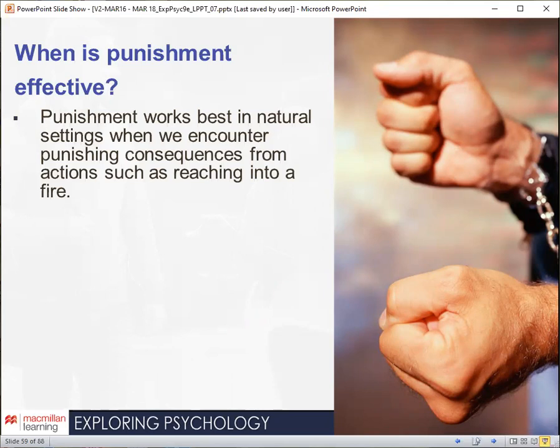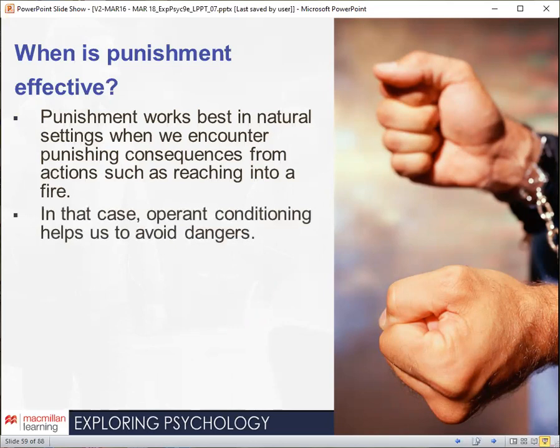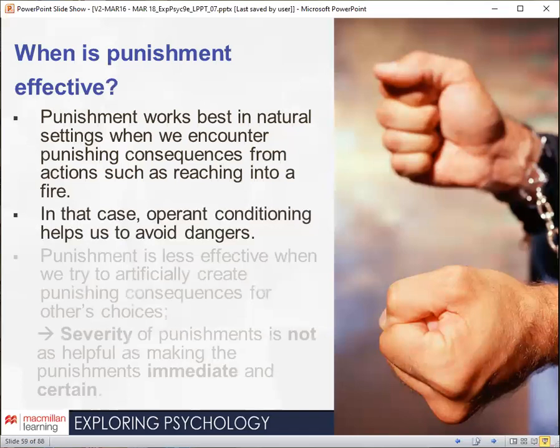So that's when punishment is really effective, when it naturally occurs. No one has to intervene or do anything. It just naturally occurs, so the natural environment punishes your behavior. In that case, operant conditioning helps us to avoid dangers. That's what punishment does. It helps us to avoid dangers in this particular instance.